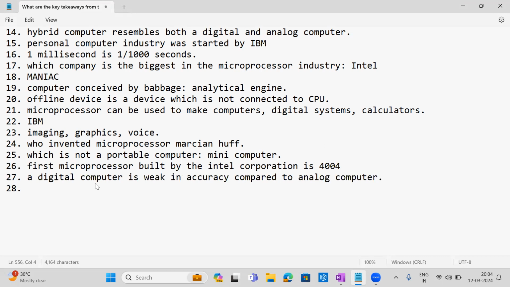Then the proper definition of a modern digital computer. What is the proper definition of a modern digital computer? So it is a machine that works on binary code.